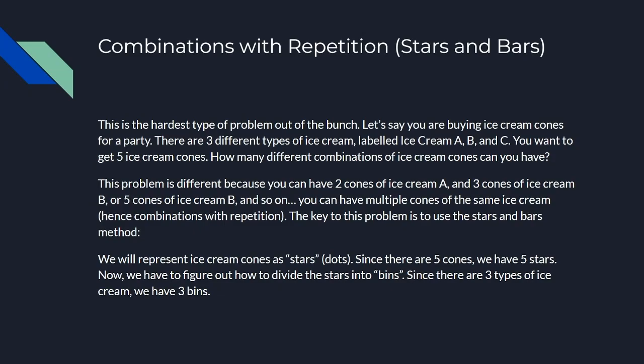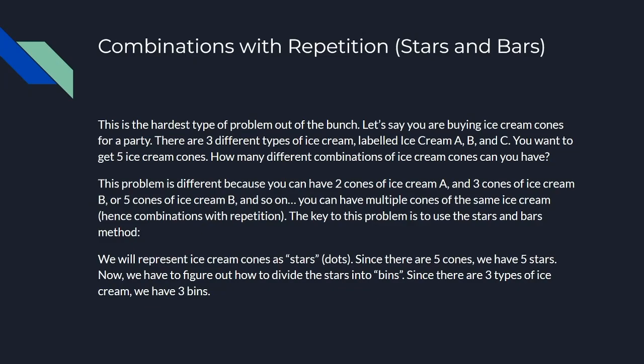That's how you solve these types of problems. This is the hardest type of problem out of what we've already discussed. So let's say you're buying ice cream cones for a party. You have 3 different types of ice cream labeled A, B, and C. And let's say you want to get 5 ice cream cones. How many different combinations of ice cream cones can you have?